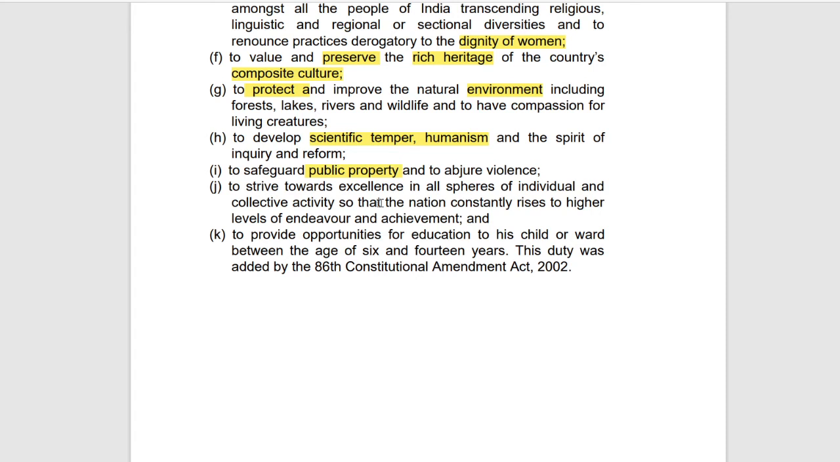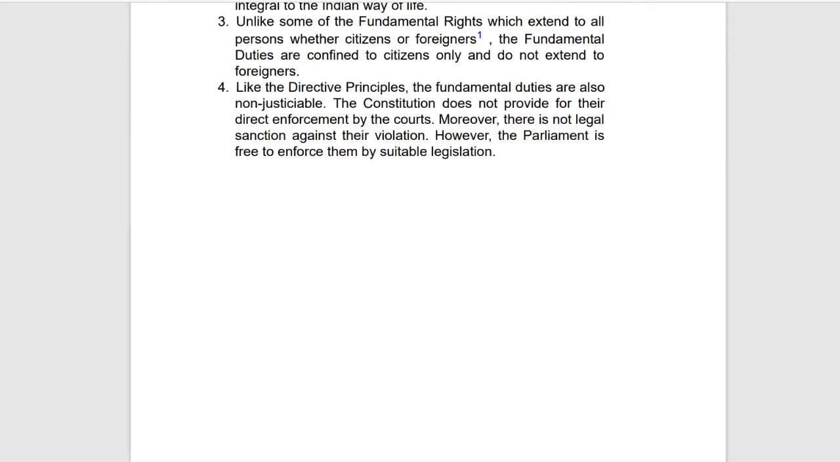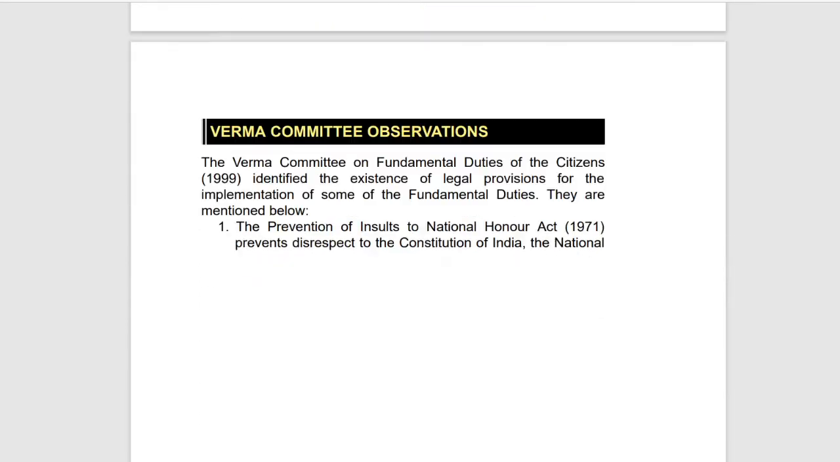purpose of notes making. Last, to provide opportunities for education to the child or ward between the age of 6 to 14 years, and this was added by the 86th Constitutional Amendment Act 2002. Just here underline the word education, 6 to 14 years, 86th Constitutional Amendment Act 2002. That's all. All right, now let us see how the notes look like.